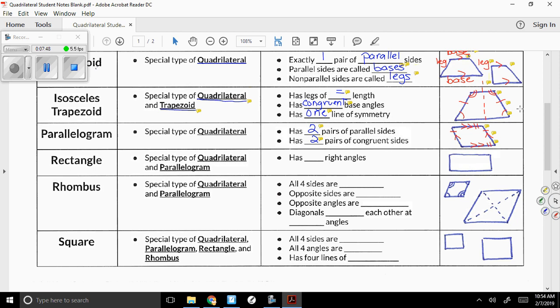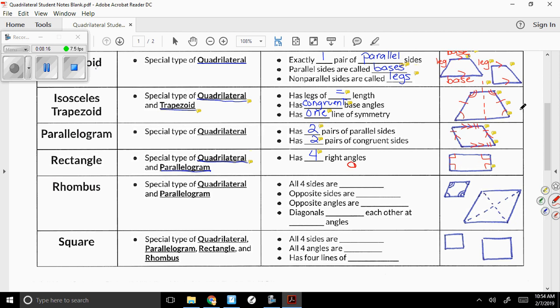So our next quadrilateral we're going to talk about is a rectangle. Now a rectangle is a special type of quadrilateral, but it is also a parallelogram. The thing that makes a rectangle special, though, is that it has four right angles. And remember, our symbol for right angles are those little boxes in the corners. So we need to go ahead and draw those boxes in the corners of all of those angles. And that's what makes it a rectangle.